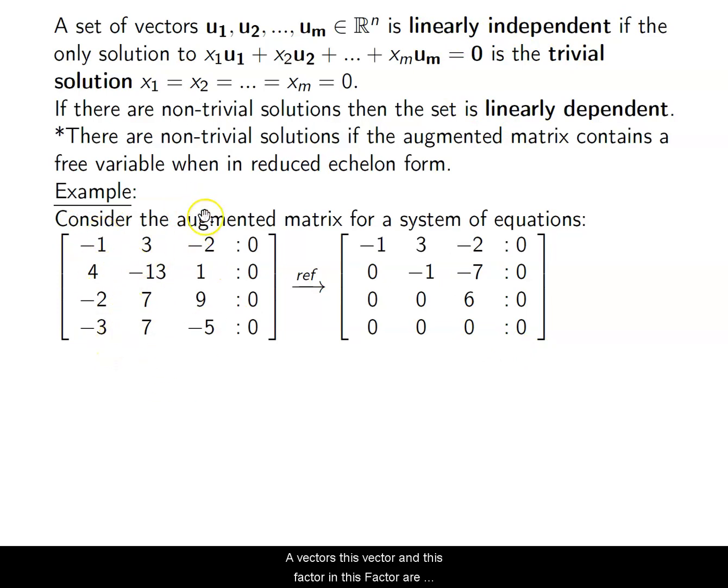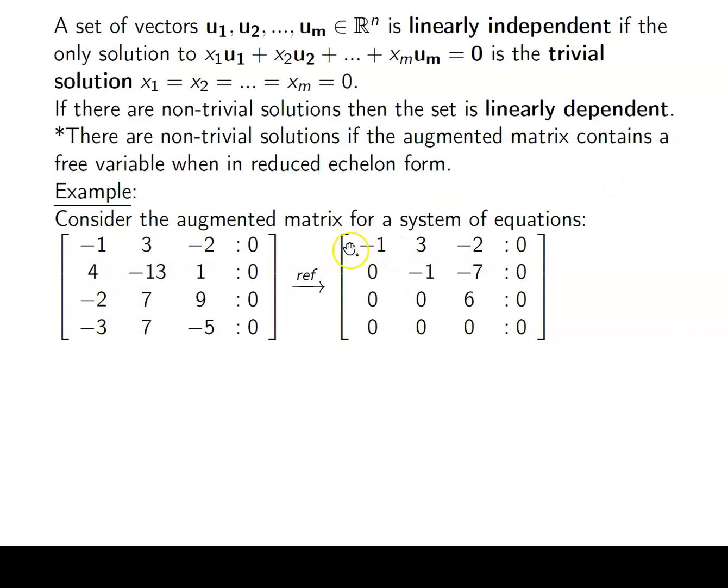This vector and this vector and this vector are linearly independent of each other. Again, what that means is I could not make this vector by creating a linear combination of these two vectors. I could not create this vector by making a linear combination of these two vectors. I could not create this vector by creating a linear combination of these vectors. Okay, they're all independent of each other. They cannot be created by any of the other ones.